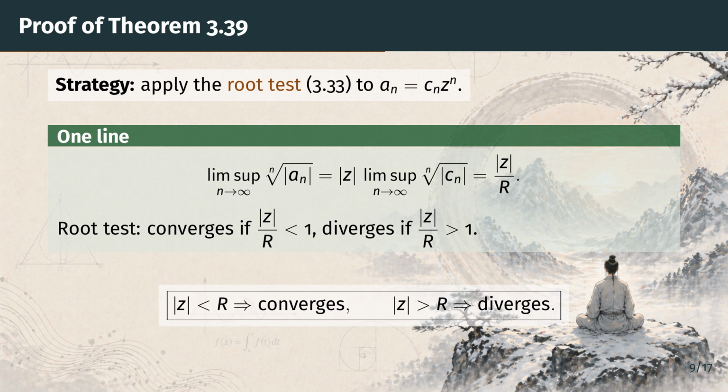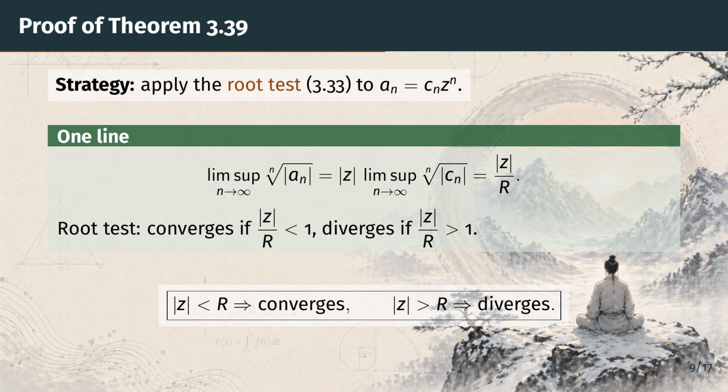We set a sub n equal to c sub n times z to the n, the actual terms of our series. The nth root of the absolute value of a sub n factors cleanly. The absolute value of z comes out as a constant, leaving the nth root of the absolute value of c sub n. Taking the limit superior turns that second factor into alpha, so the whole thing equals the absolute value of z divided by r.